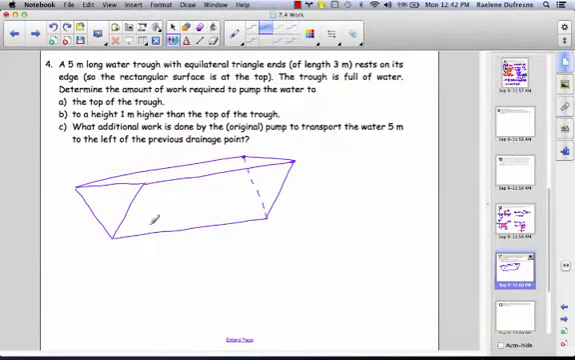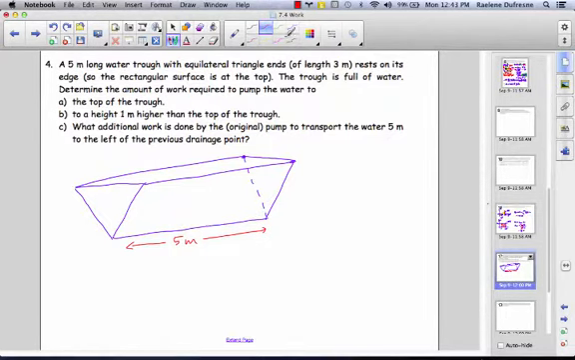And so we have 5 meters along here. And the trough is filled with water. And we want to determine the amount of work required to pump the water to the top. Well, what we're going to do is recognize that the constant length of this is not so important when we are looking at a thin water slice.